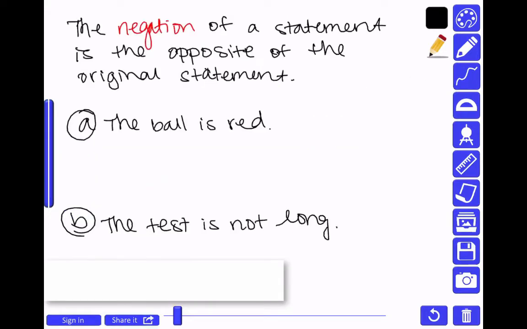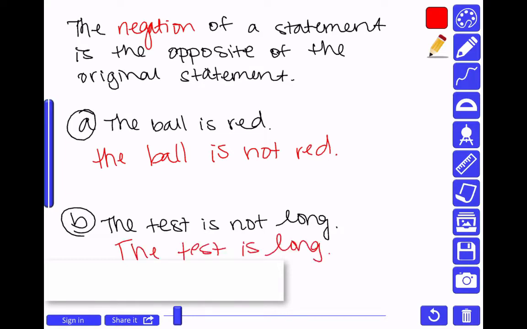The negation of a statement is the opposite of the original statement. So that's a definition you need to know for negation. So here's three examples. Let's look at the negation. For the statement the ball is red, the negation of that would be the ball is not red. Not red is the opposite of red. The test is not long. The opposite of the test is not long is the test is long. So each of those in red is the negation of the statement in black.